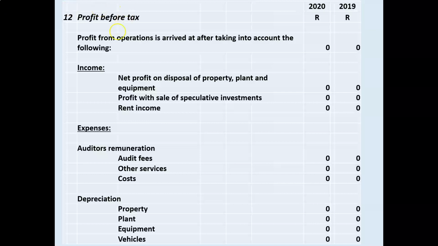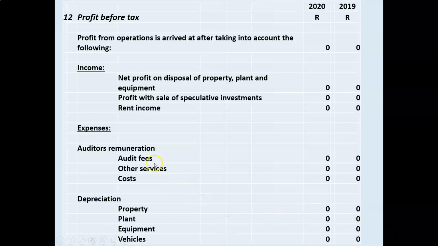Good, so the profit before tax note: profit from operations is arrived at after taking the following into consideration. Again, comparative figures. Income. You have to show the profits on the disposal of any item of property, plant and equipment. You have to show and disclose the profit on the sale of any investment, and you have to show any rent income. Under expenses, you have to show auditors' remuneration.